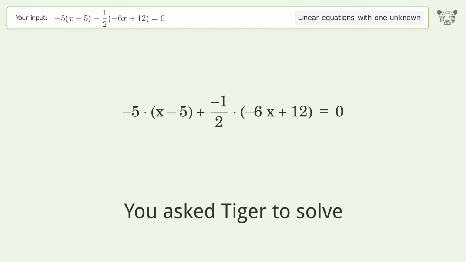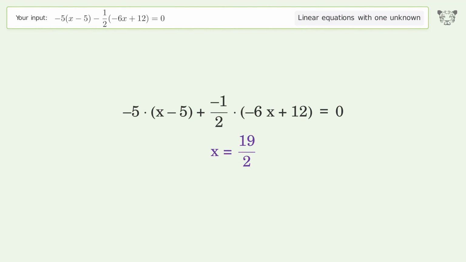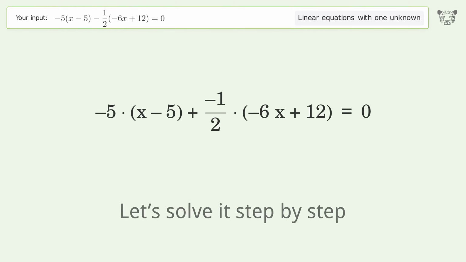You ask Tiger to solve this. This deals with linear equations with one unknown. The final result is x equals 19 over 2. Let's solve it step by step.